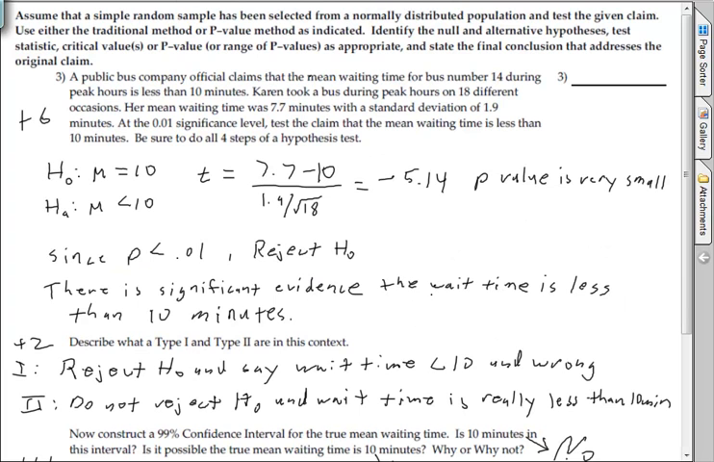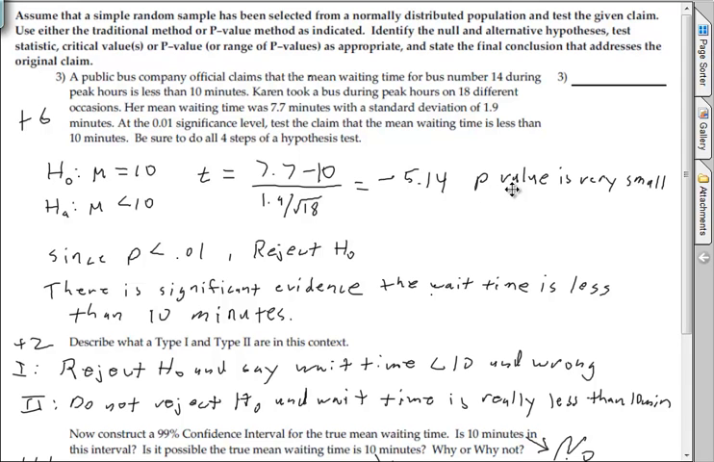All right, and number 3, again, a null and alternative hypothesis, but we're talking about means here. So our null hypothesis is that the wait time is 10 minutes. The alternative is that it is less than 10 minutes. If we calculate our t statistic here, we get negative 5.14, and just based on everything we know, that's significantly lower, isn't it? That is going to be a long ways away.